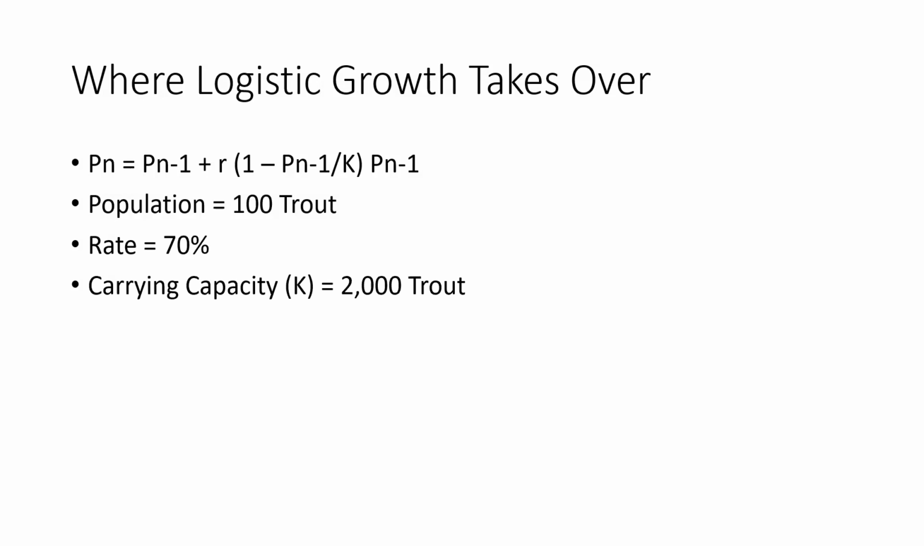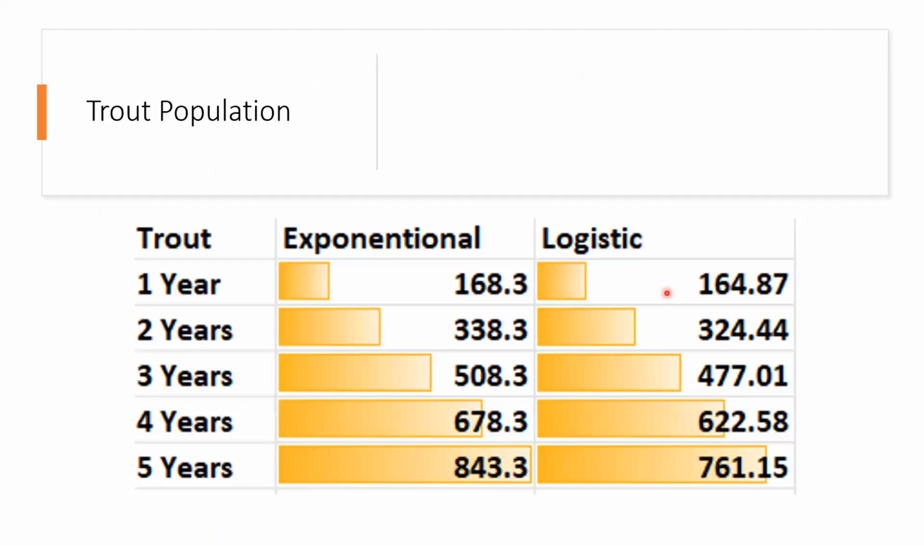So for 1 year, the 100 times 1, minus 1 would be 99 plugged in for the P_(n-1) number. The rate is 70%, so it's 0.70, turned into a decimal. And then again you've got the 99, and the carrying capacity of 2,000 minus 99. I went ahead and did the math on those.